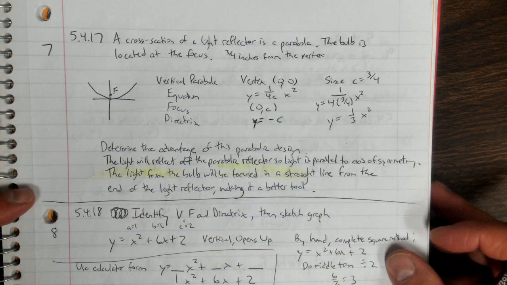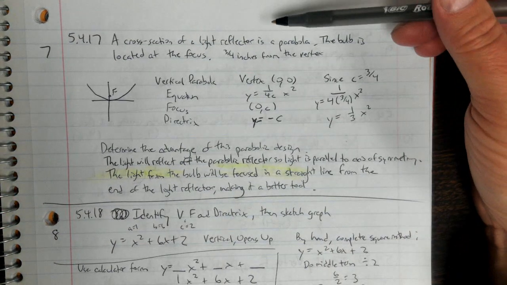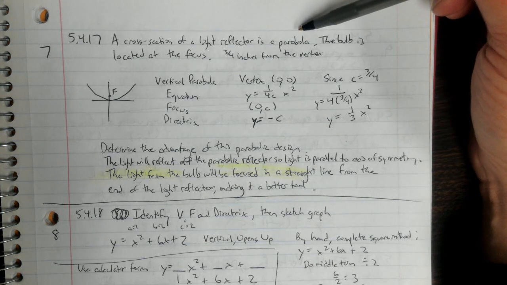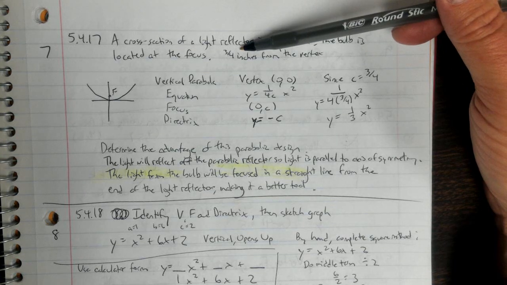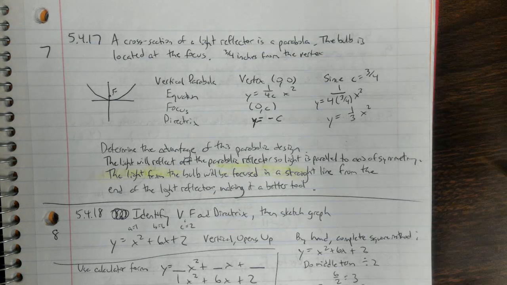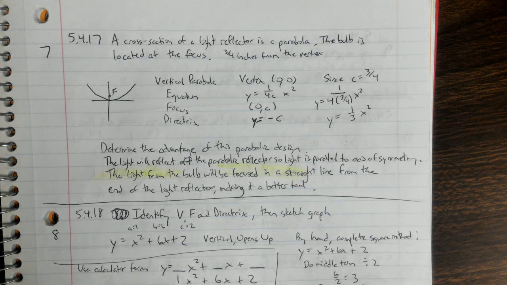On the next one, it says a cross-section of a light reflector is a parabola. The bulb is located at the focus 3/4 inches from the vertex. So this is where you can actually see that parabolas do have to do with everyday life. Maybe you have Dish Network or DirecTV. You know, those dishes are modeled by parabolas. So even if it's not used, somebody had to make one with the right dimensions and arcs, so to speak.